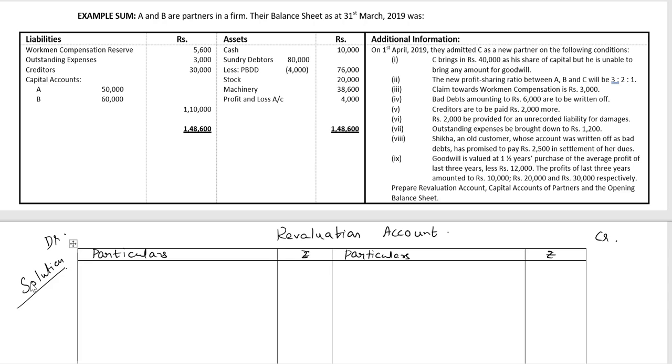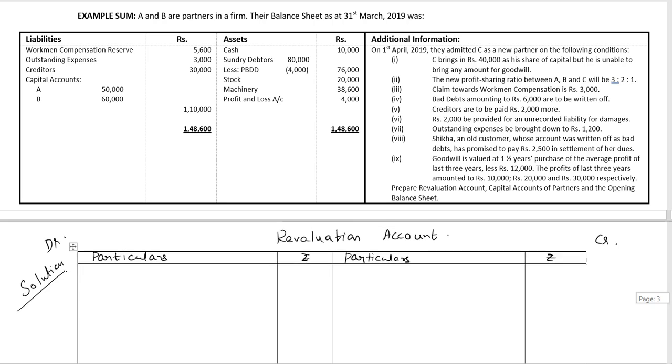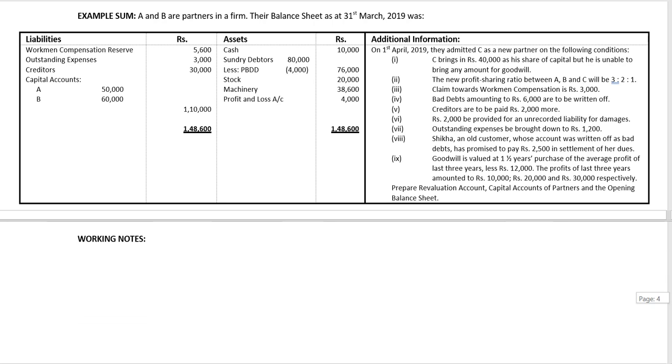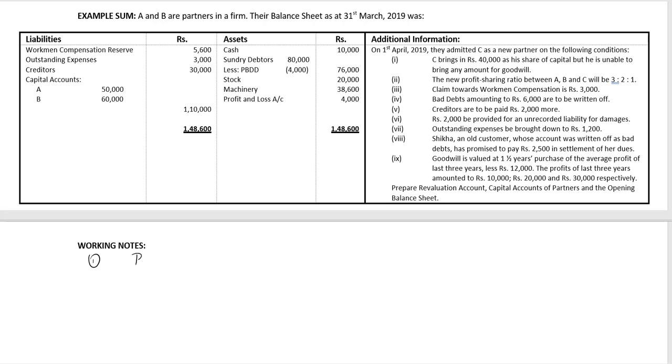The fourth point says bad debts amounting to rupees 6,000 are to be written off. Now if we see here in the asset side of the balance sheet, we have a provision for bad and doubtful debts already created to the extent of rupees 4,000. I'll pass the journal entries in the working notes, and we will see how to treat the fourth point. The first entry is for writing off the bad debts of rupees 6,000.